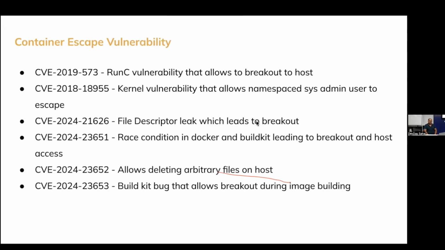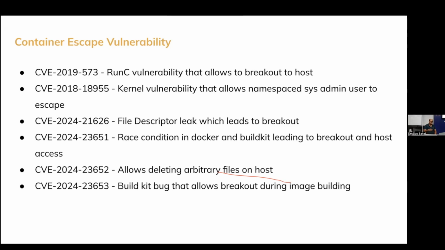Okay, next part is about the container escape vulnerabilities that have happened in the past. Again, you can see some of the CVEs, in 2018, 2019, and then some of them very recent as well. The first one, basically, the runC vulnerability, wherein someone replaced the shebang line with the runC binary itself.